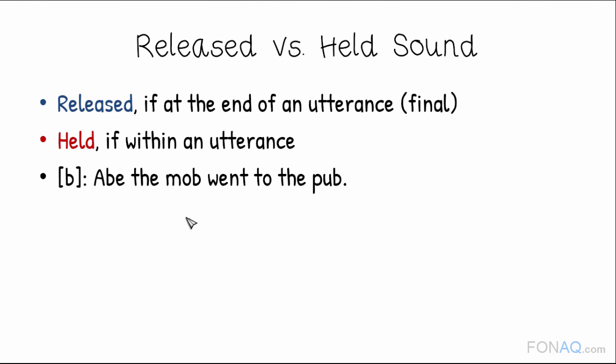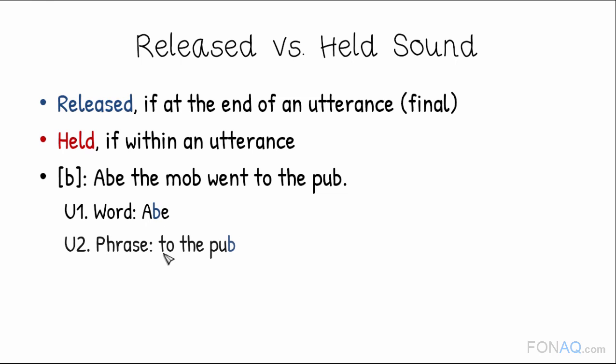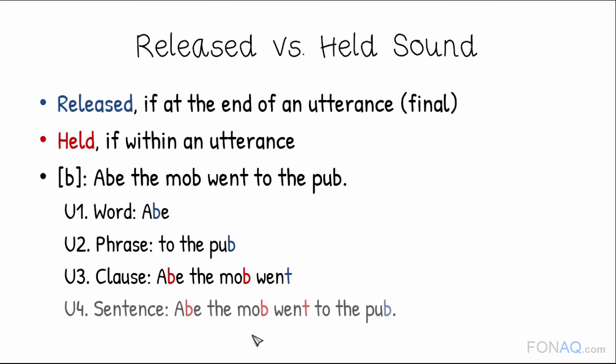Lastly, consonant B. Utterance 1. Released. Abe. Utterance 2. Released. To the pub. Utterance 3. Held, released. Ape the mob went. Utterance 4. All held except for the last one. Ape the mob went to the pub.